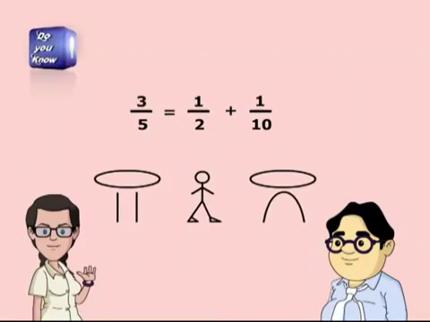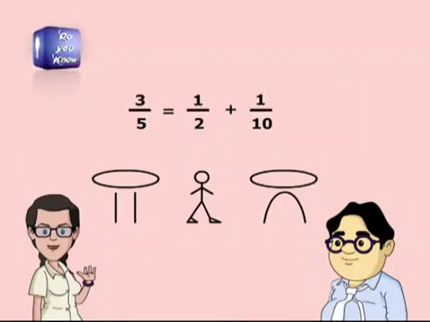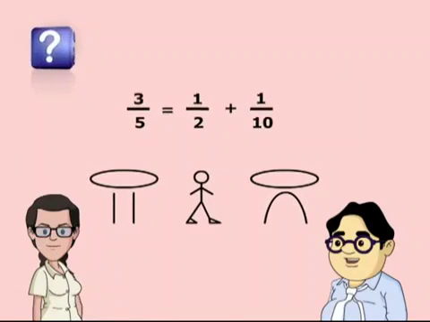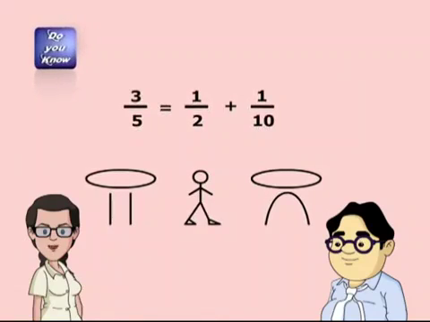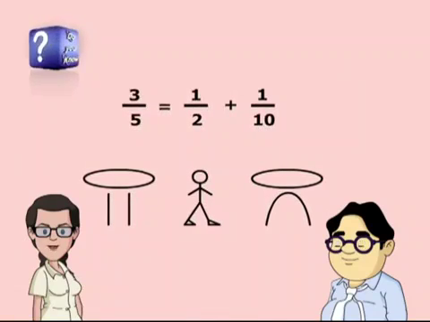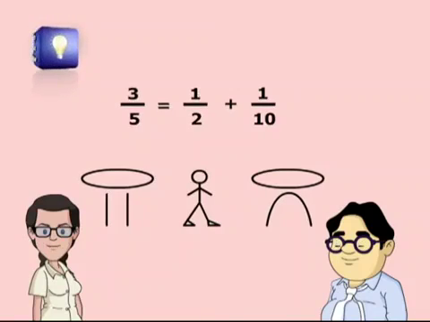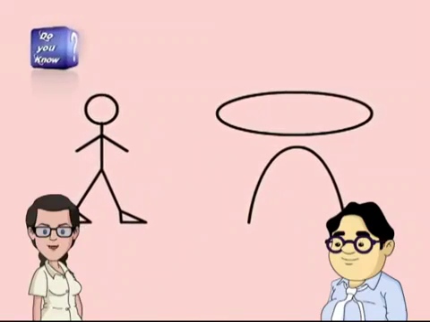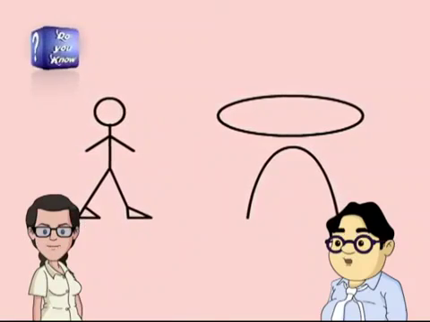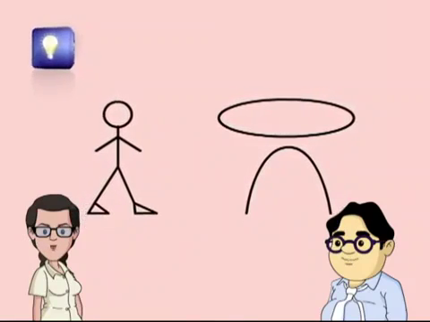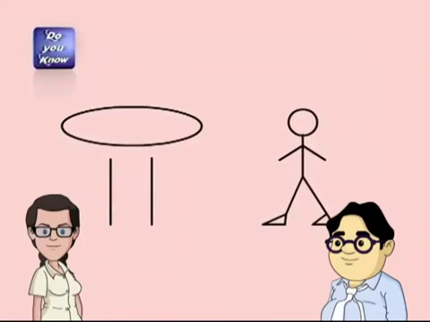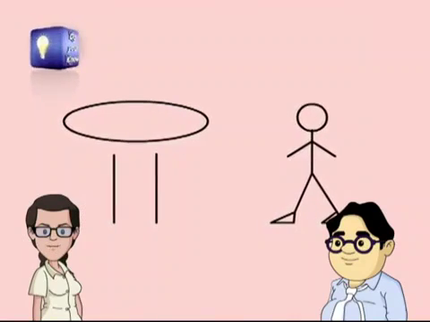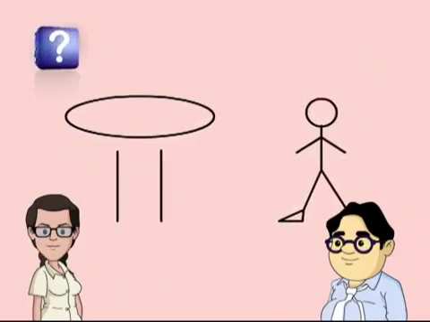However, fractions other than unit fractions were written as the sum of unit fractions. For example, 3 by 5 was written as the sum of unit fractions, half and 1 by 10. Here, the feet pointing towards the direction of writing represent the operation of addition, whereas if they were in the opposite direction, they would have meant subtraction. That's clever, isn't it?